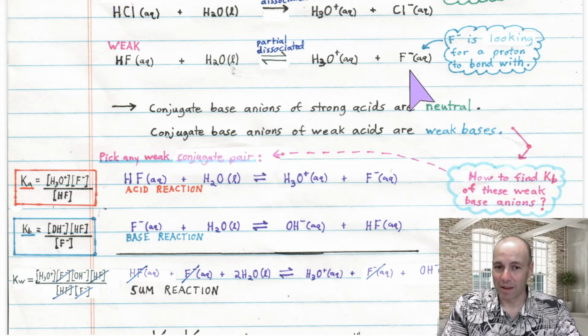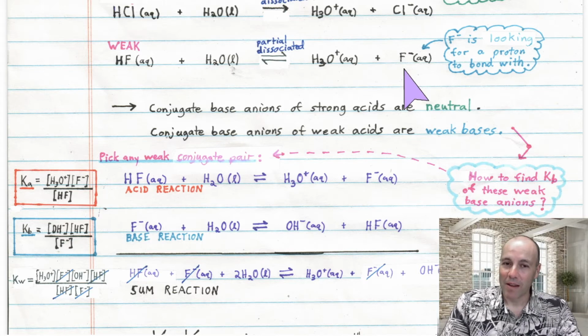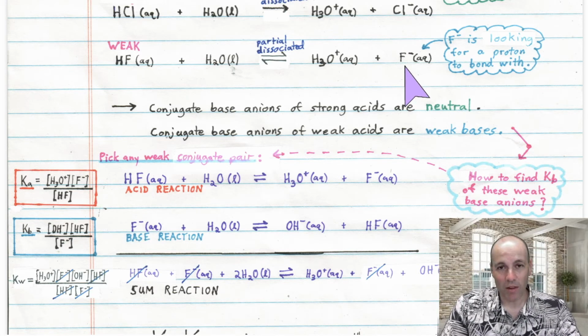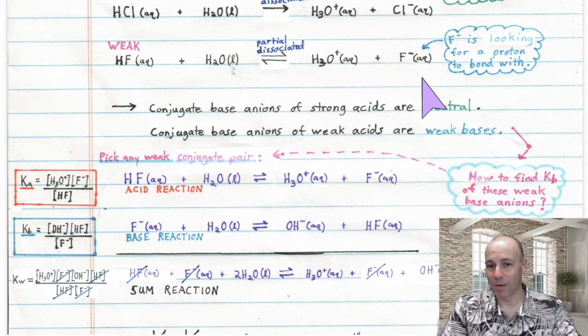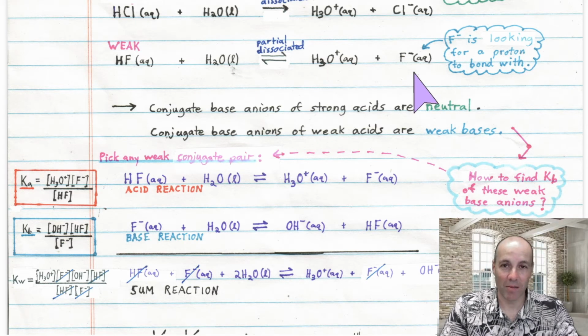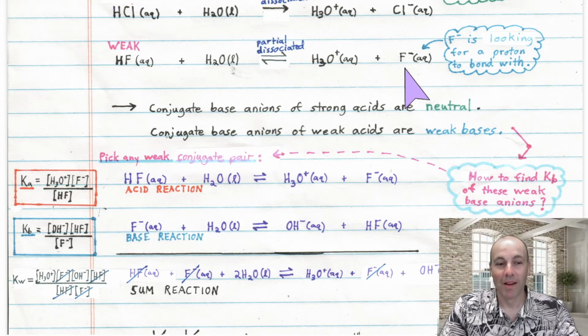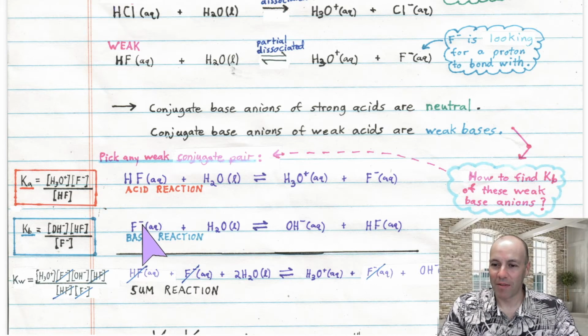So in another part of the appendix, you'll see the list of Kas, and you will find the Ka for HF. And if you can find that, then there's a simple equation that lets you calculate the Kb for F minus. So let's see how that works. Now this works for any weak conjugate pair, so we'll just choose F minus and HF as our weak conjugate pair to illustrate this simple equation that relates Ka and Kb for weak conjugate pairs. So we'll use HF and F minus.